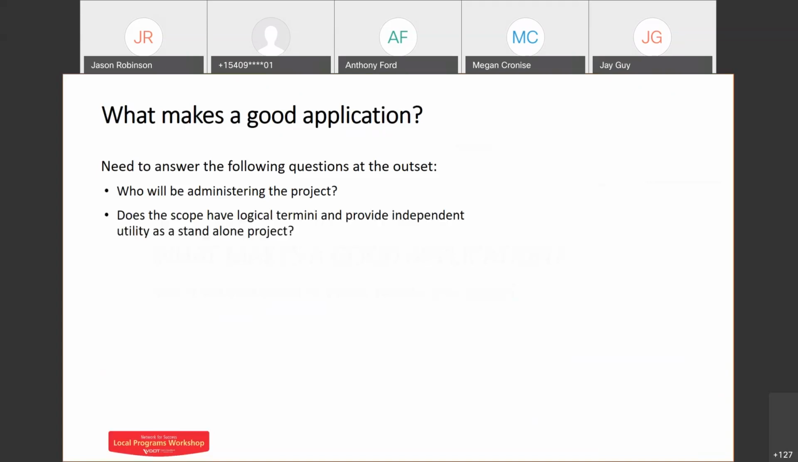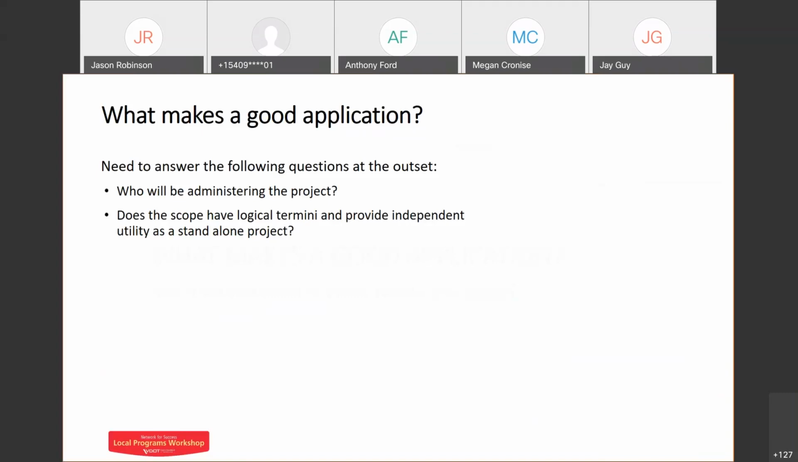Does your scope have logical termini and provide independent utility as a standalone project? A lot of times we'll find folks that have a need that's right in the middle of something, but it doesn't really tie into anything else. And many of the funding programs, if not all of them, will require logical termini. So is there a way to get creative? Is there a point that you can go just past what your immediate problem is that you need to address to tie into something else that might make your project eligible for a funding type that it might not otherwise be?